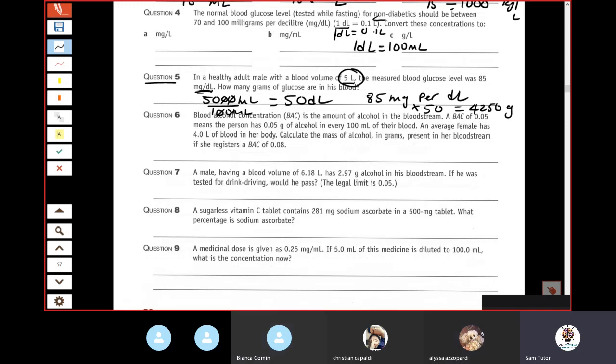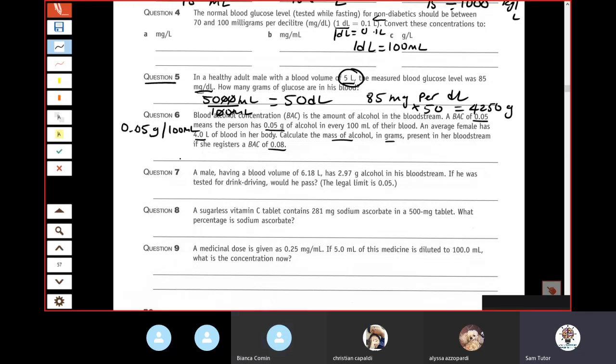Blood alcohol, so BAC, is the amount of alcohol in the bloodstream. We know that. A BAC of 0.05 means the person has 0.05 grams in every 100 mils, so 0.05 grams of alcohol per 100 mils of blood. An average female has 4 liters of blood. Calculate the mass of alcohol in grams present in her bloodstream if she registers a BAC of 0.08.